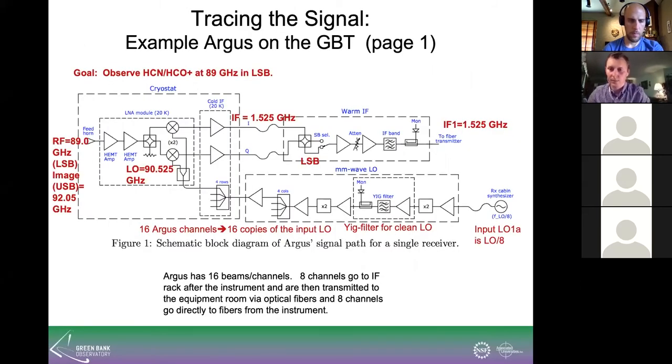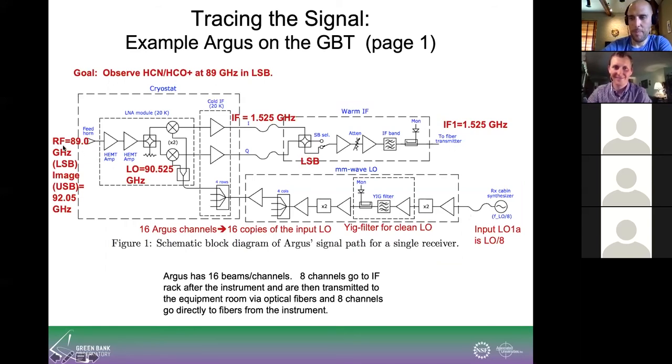So now we're going to get into a little bit of an example. I want to walk you through the example for the GBT for Argus, which is our highest frequency receiver on the GBT. In some ways it's the most complicated, in other ways it's the simplest. This is the block diagram. And here I said you wouldn't have to understand this, and here I'm going to go through it all.